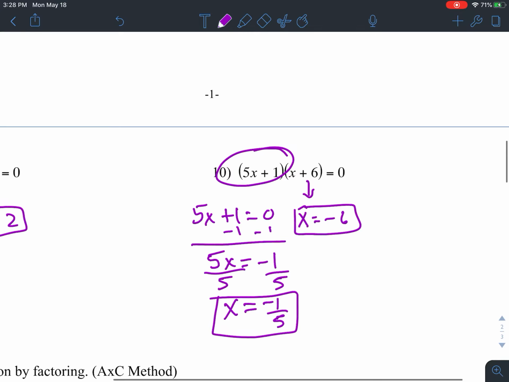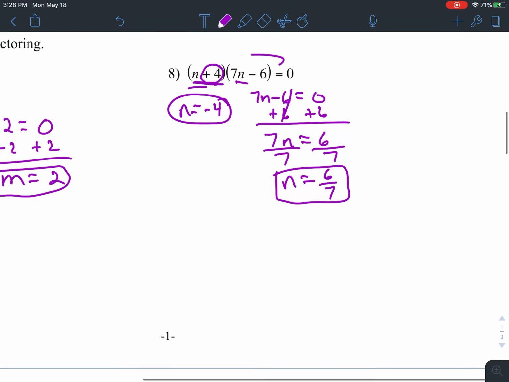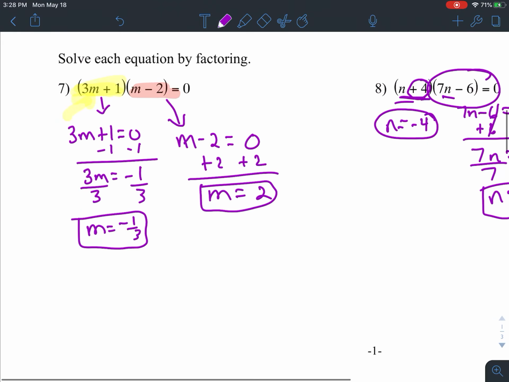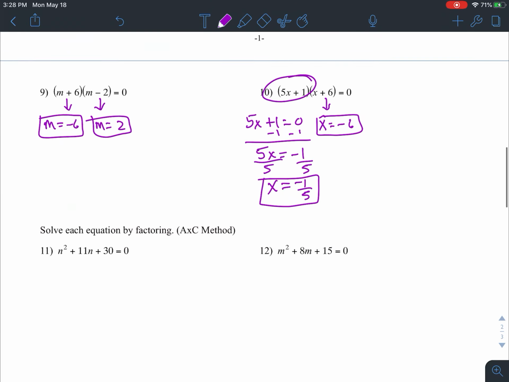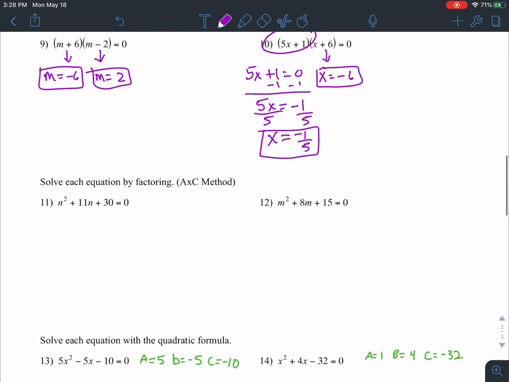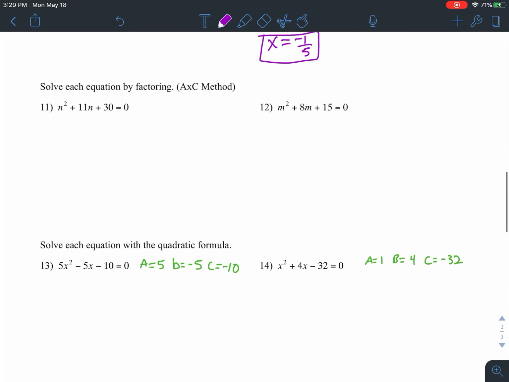When there's a number in front of x other than 1, it's a fraction. Up here, that one was a fraction. Right here, fraction, okay? So if there's a number in front of the x, it's probably going to be a fraction. Okay, so you'll have 2 just like 7 through 10 on the quiz.